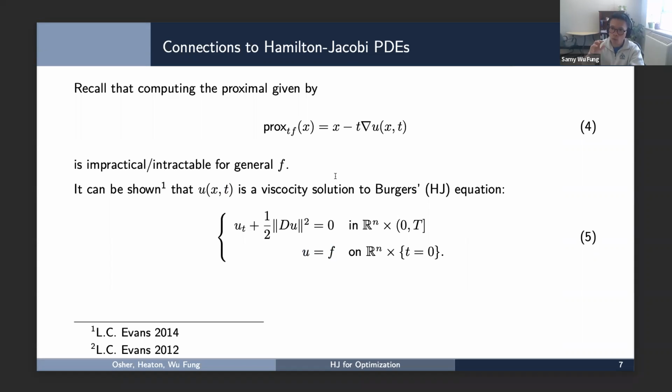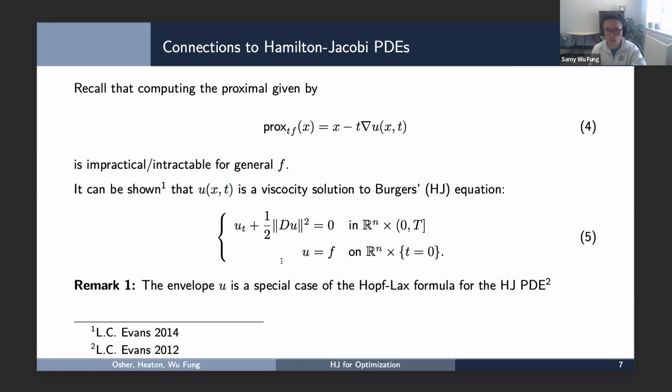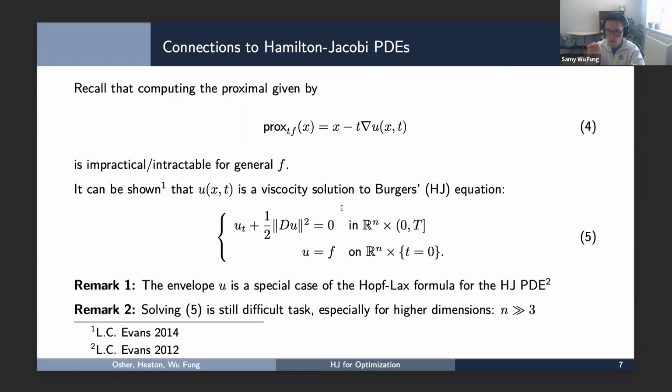Now, this doesn't quite help us to compute the proximal yet, but it does show us a nice connection. So this envelope U is a special case of a class of formulas called the Hopf-Lax formula that exists for Hamilton-Jacobi PDEs. But this doesn't help us quite yet, because if I want to compute this proximal, I still need to solve this Hamilton-Jacobi PDE if I were to do it through this PDE route. And solving this Hamilton-Jacobi PDE is generally quite difficult to do, especially for dimensions higher than 3, where you have to discretize over a grid, for instance. But this is a nice connection nonetheless.